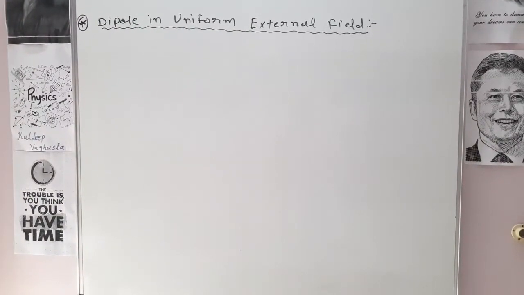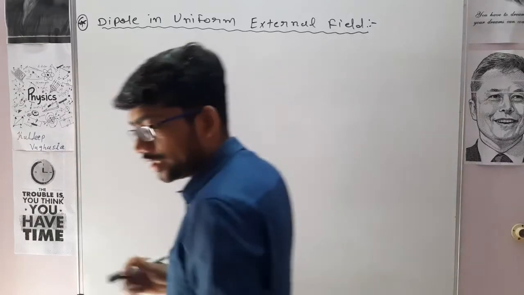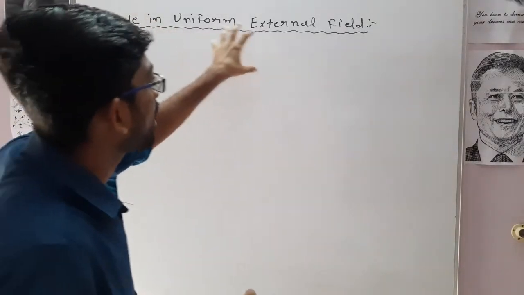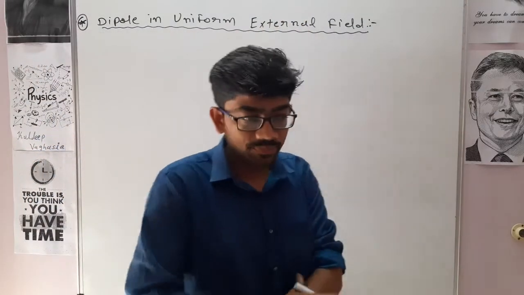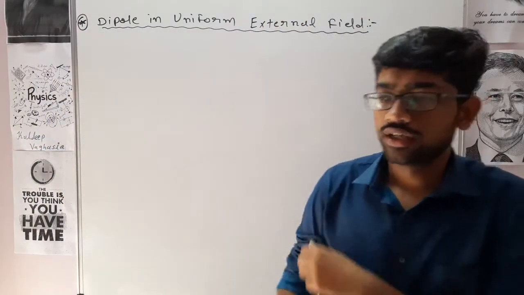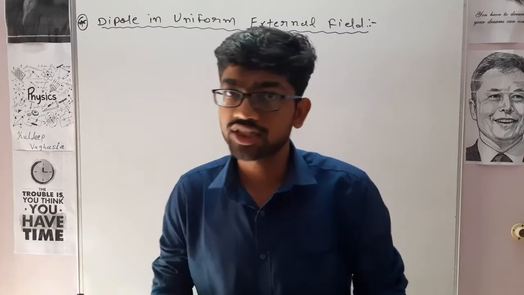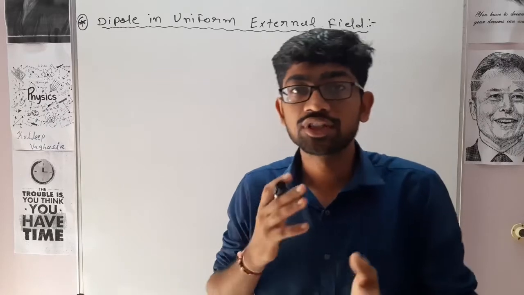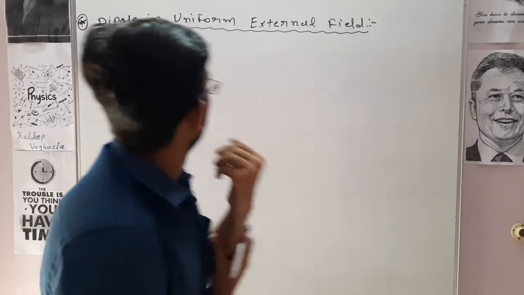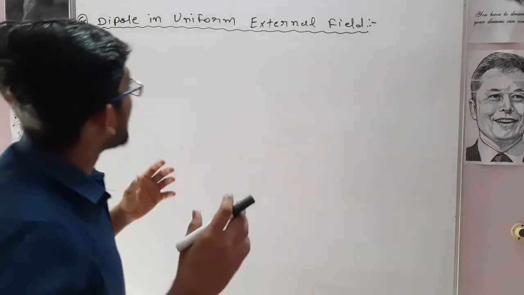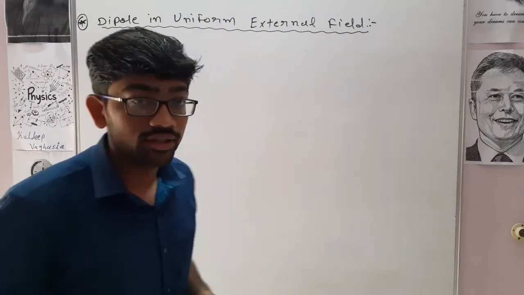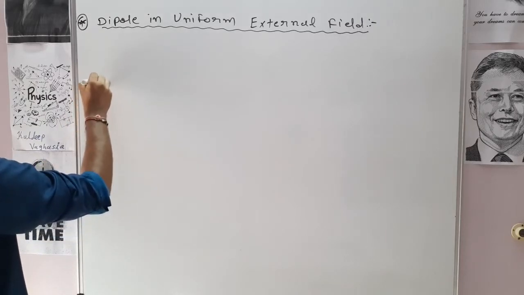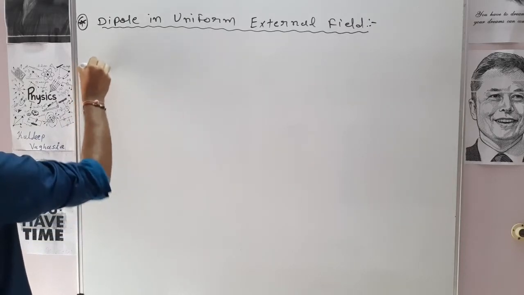Fine? Okay. See, in today's lecture, we discuss dipole in a uniform electric field. See, in chapter 1, we already discussed in the last video lecture what a dipole is and how the electric field is created due to the dipole. Okay. See, if we put a dipole in a uniform electric field, it means what? Suppose here is an electric field in the upward direction like this.